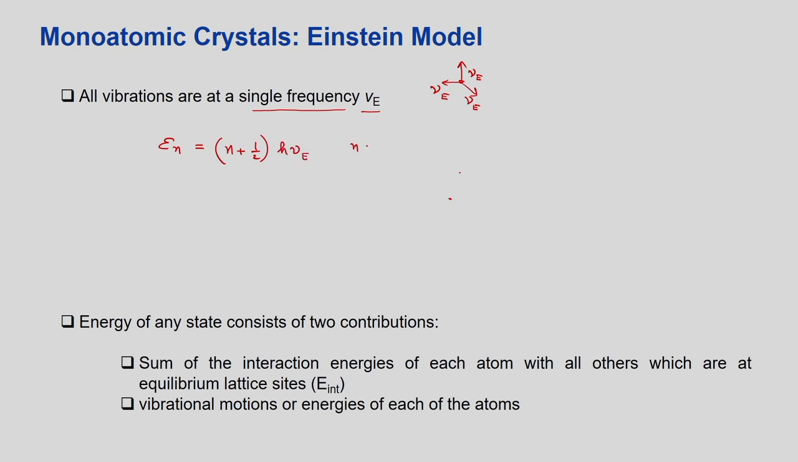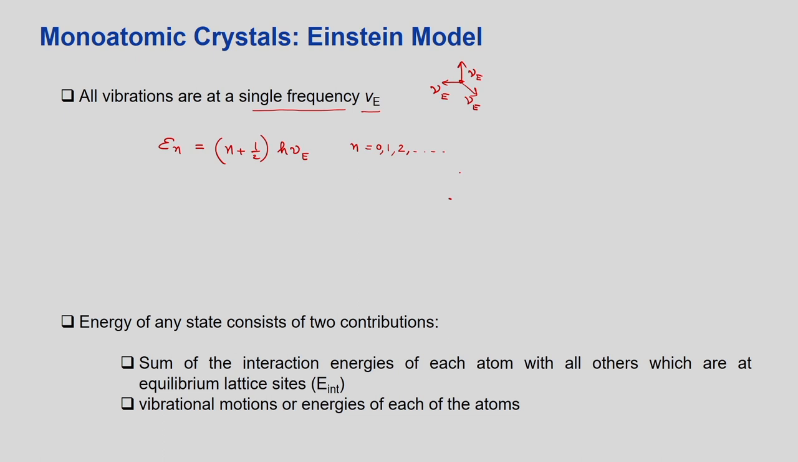Here n is a quantum number, the number of a particular state. If it is 0, it is the ground state, which represents the energy due to the bound terms only. Likewise, 1, 2, 3 signify the different energy levels. And nu E is the frequency with which it vibrates. This is the expression, nothing new about it; we derived it earlier. It is the same expression we use for the vibrational partition function, assuming a harmonic oscillator. Here also we have the same expression.